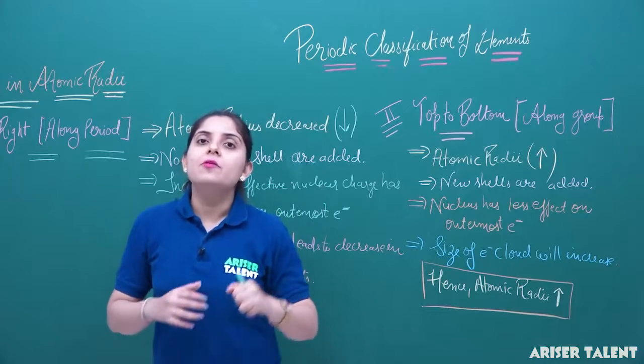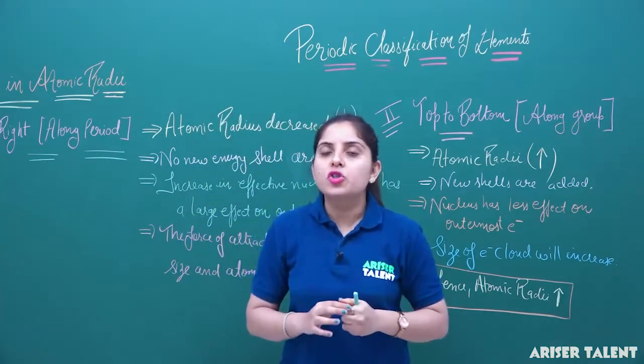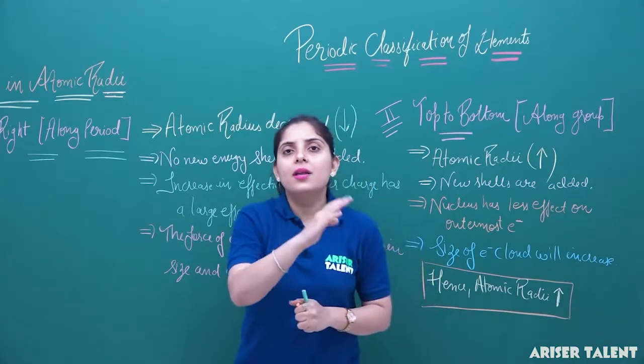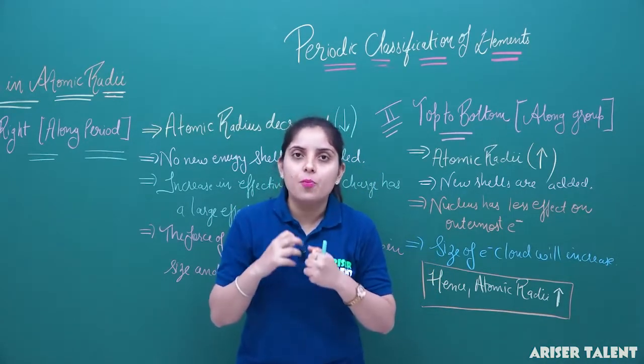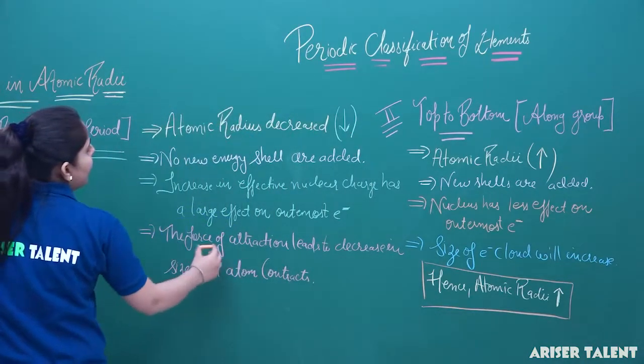So in the trend, what is going to be increased and what is going to be decreased, such types of questions, that is, the increasing order and the decreasing order, are very important. This is the trend in the atomic radii we have discussed here.